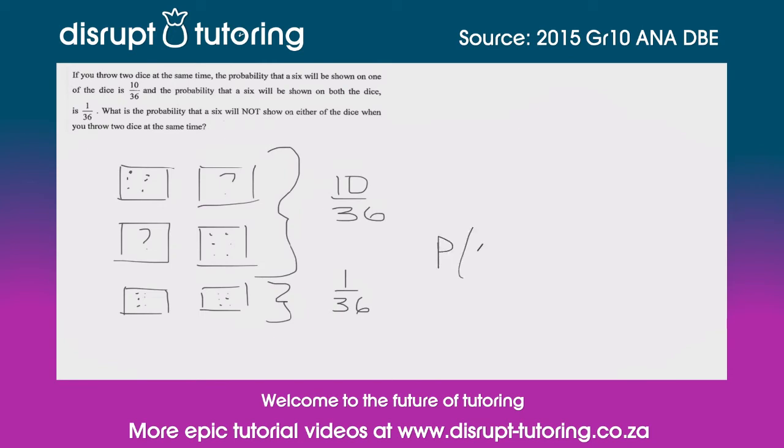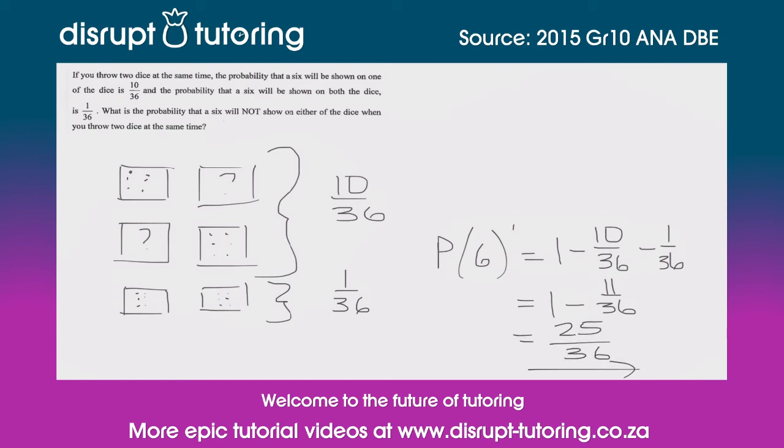So the probability of not getting a 6 is going to equal 1 minus 10 over 36 minus 1 over 36. And that's going to give us 1 minus 11 over 36, which is going to give us a total result of 25 over 36. And that gives us the final answer.